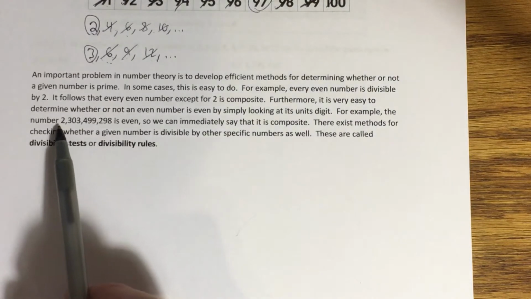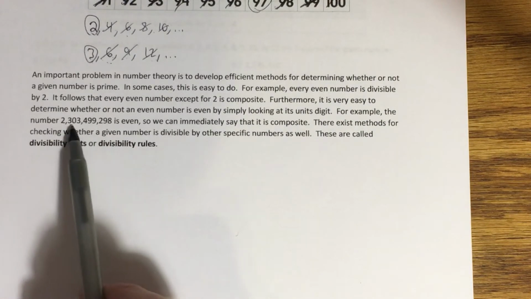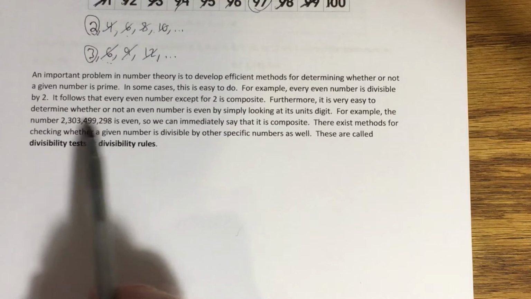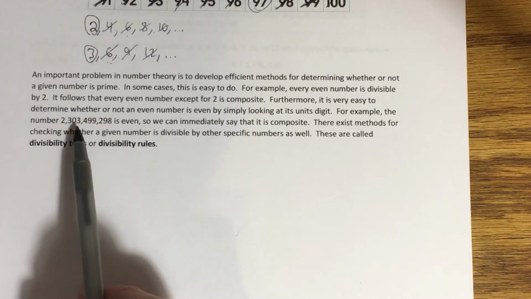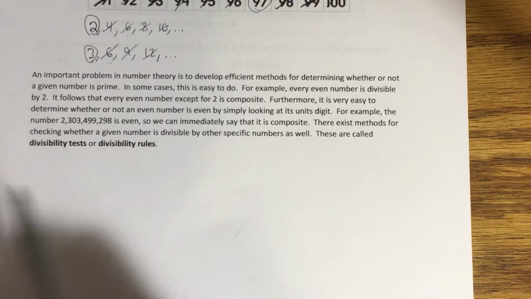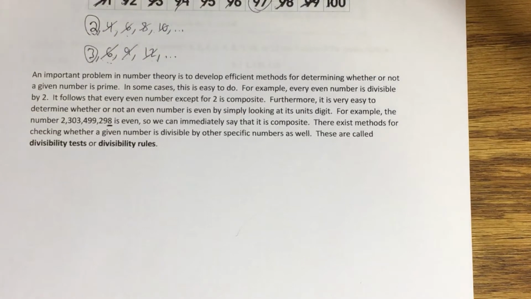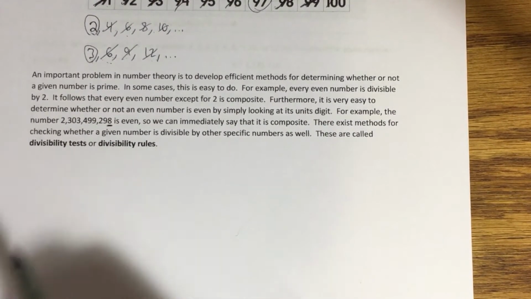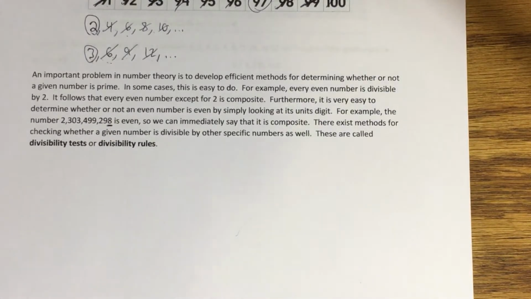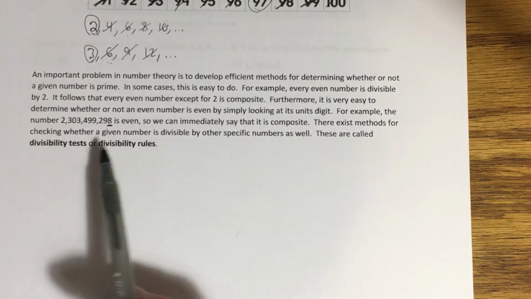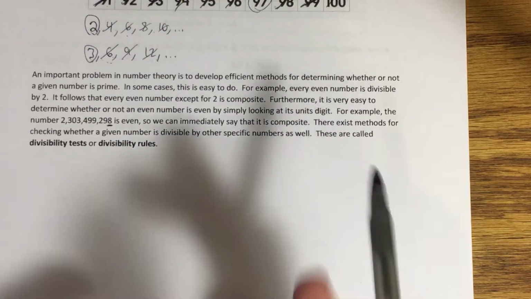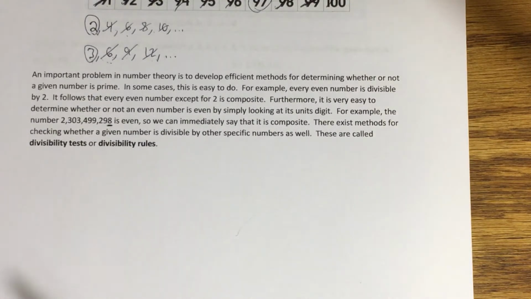For example, right here, this is the number 2,303,499,298. It's a very big number. However, I know immediately that it's even because the only thing that matters when checking for evenness is the ones place. If it has an 8 in the ones place, it's even, right? In fact, if it has any even number for its ones place, then the whole number is even. That means 0, 2, 4, 6, or 8. And if you didn't know this, the number 0 is an even number.